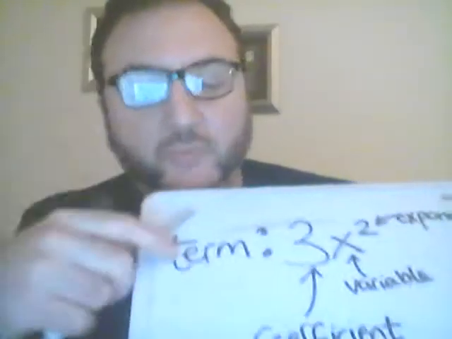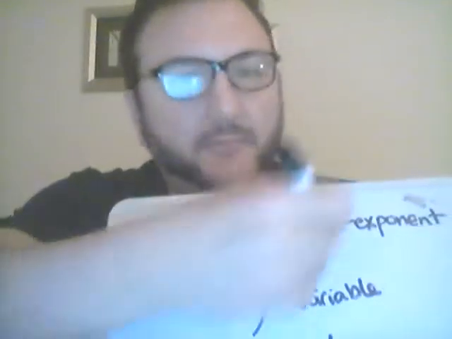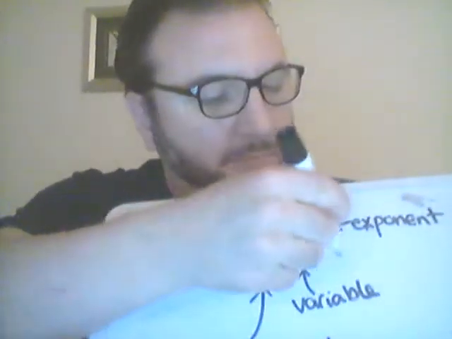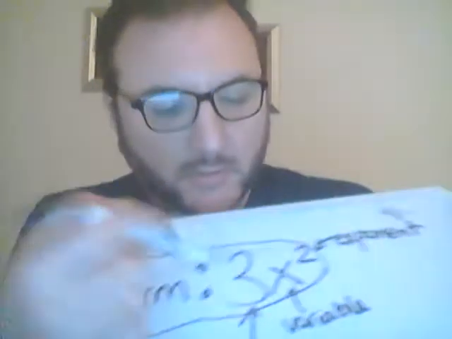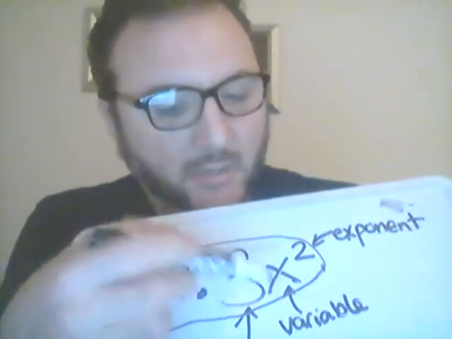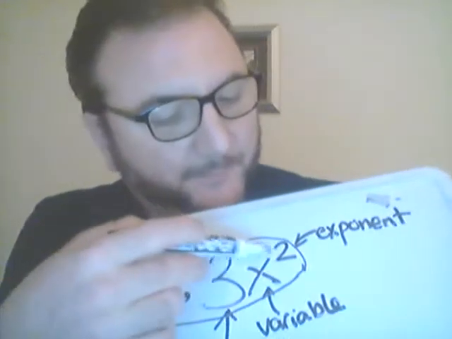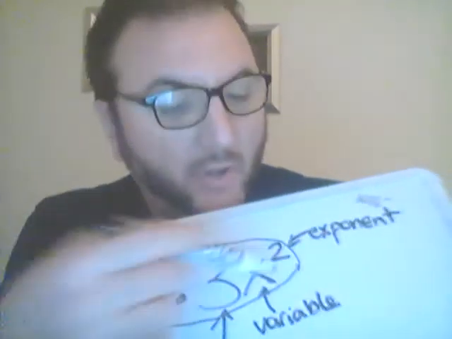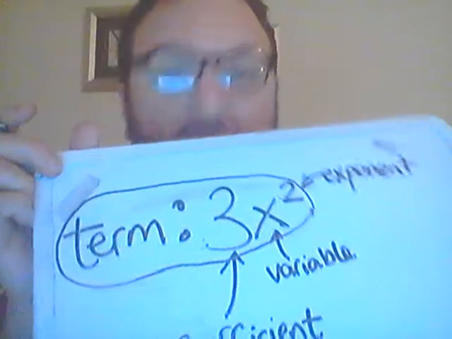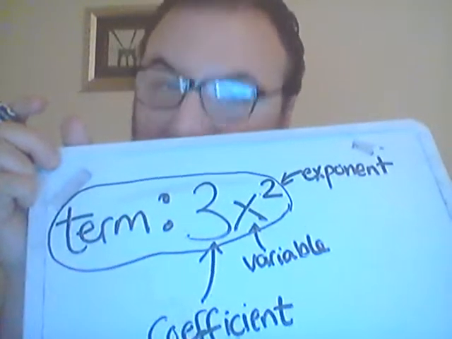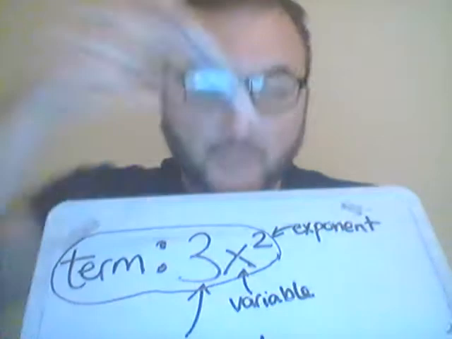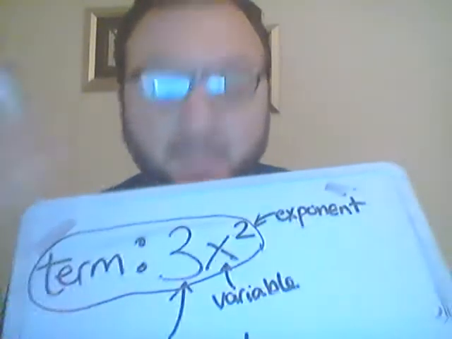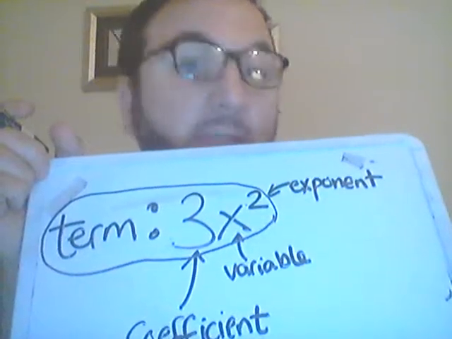The first word is the word term, right? Term. This whole thing, in fact, I'm going to circle it, is an example of a term. This right here, 3, the letter X, and this little 2 here, all put together, is an example of a term. Notice, just an example. There are different ones. The number could be different, the letter could be different, the little number could be different. But the point is, this is an example of what a term looks like in math.